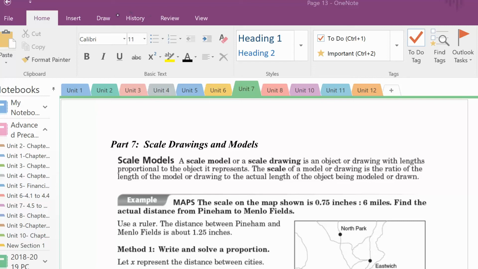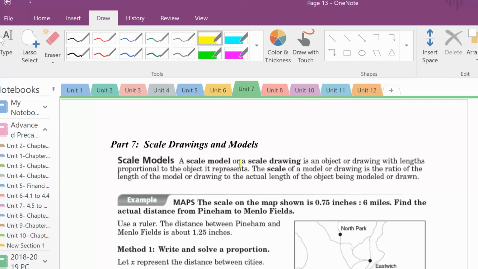A scale model or scale drawing is an object or drawing with lengths proportional to the object it represents. So you see this all the time. People draw smaller models of bigger objects to get a look at it. The scale is the ratio of the length of the model or drawing to the actual length of the object.